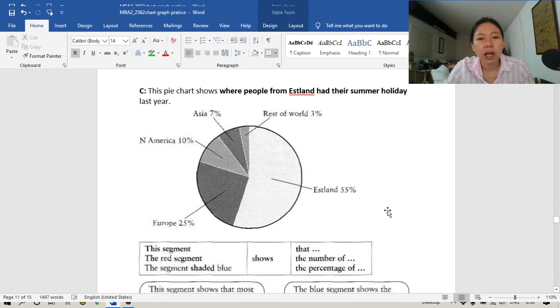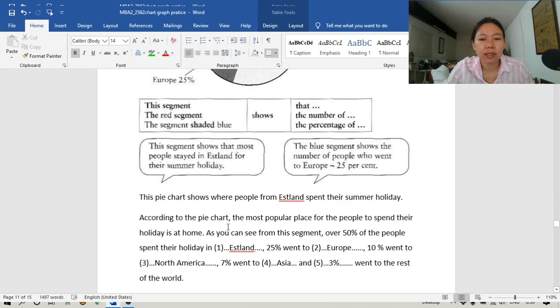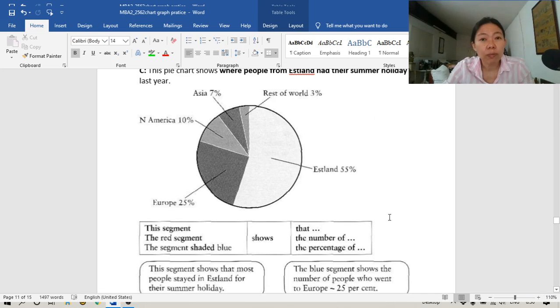So here, if we're going to fill in this missing word, I will read out. According to the pie chart, the most popular place for people to spend their holiday is at home. As you can see from this segment, over 50% of the people spend their holiday in Estland. 25% went to Europe. 10% went to North America. 7% went to Asia. And 3% went to the rest of the world. So when you describe a pie chart, you start with the big number.